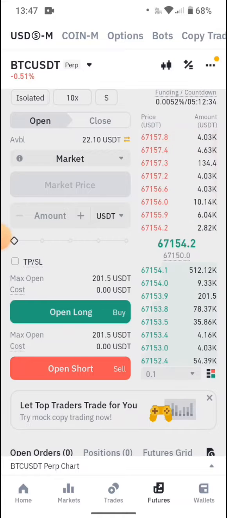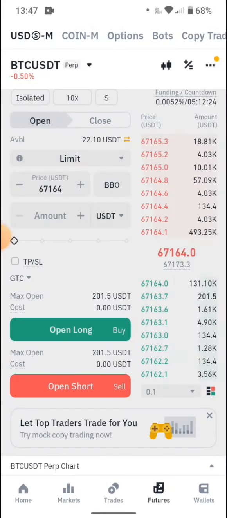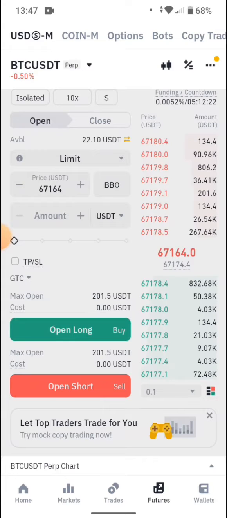Even if you are buying $10 of Bitcoin, you are going to buy at this current market price. So if you want to sell again, you can basically sell at this current market price. And we have the limit order. A limit order is when you want to buy at a future price.